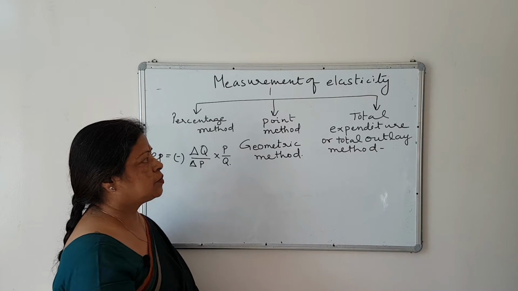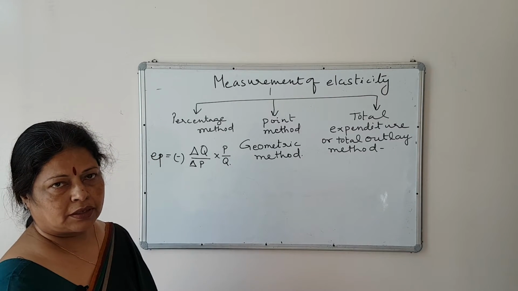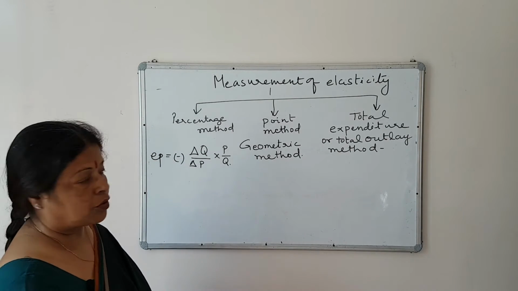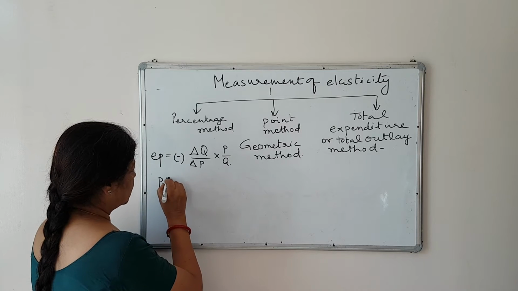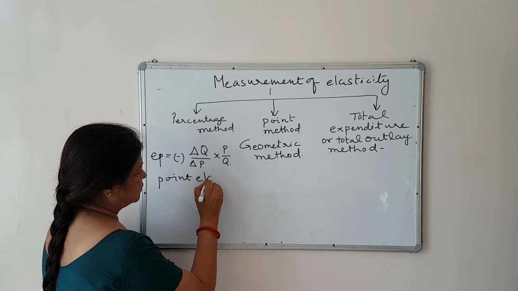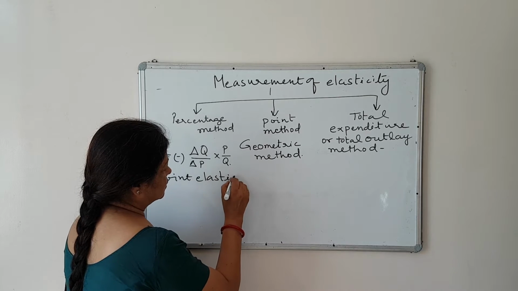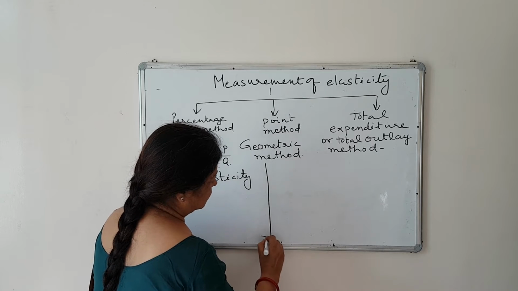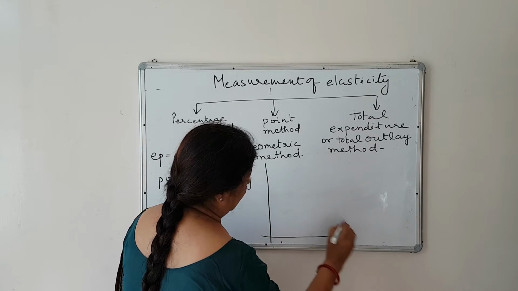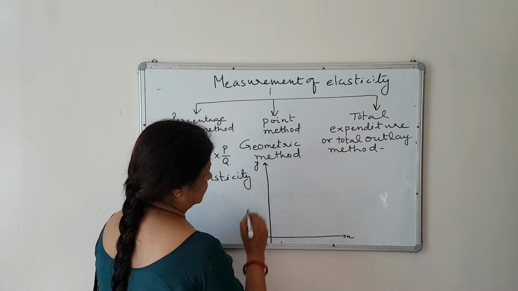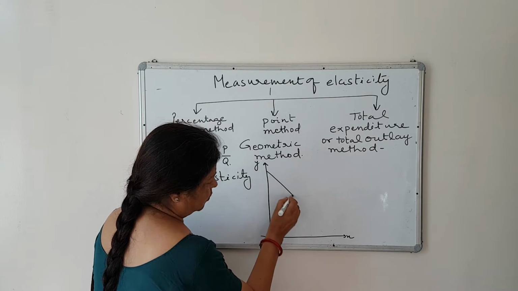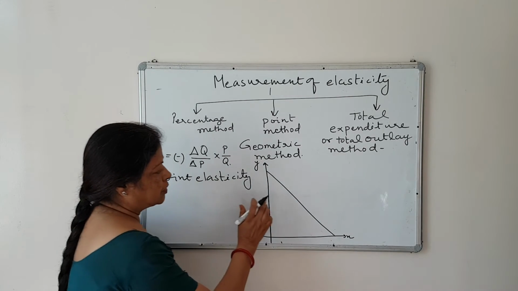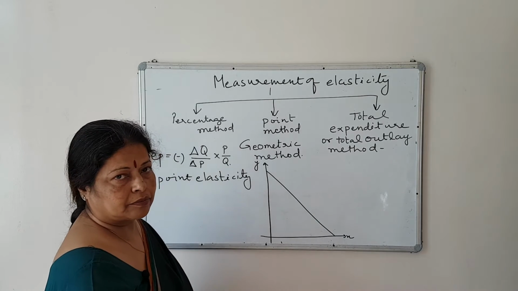The second method is the point method or geometric method. If it is asked as a 6 marks question, you have to first explain what point elasticity is. Point elasticity means when elasticity is measured at one particular point, then it is known as point elasticity. So in this method you have to first draw the diagram.